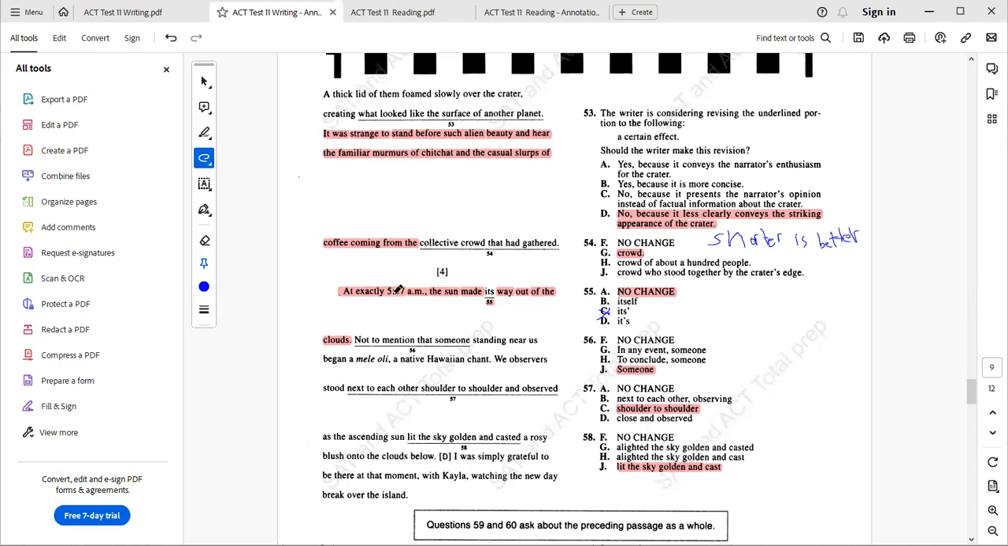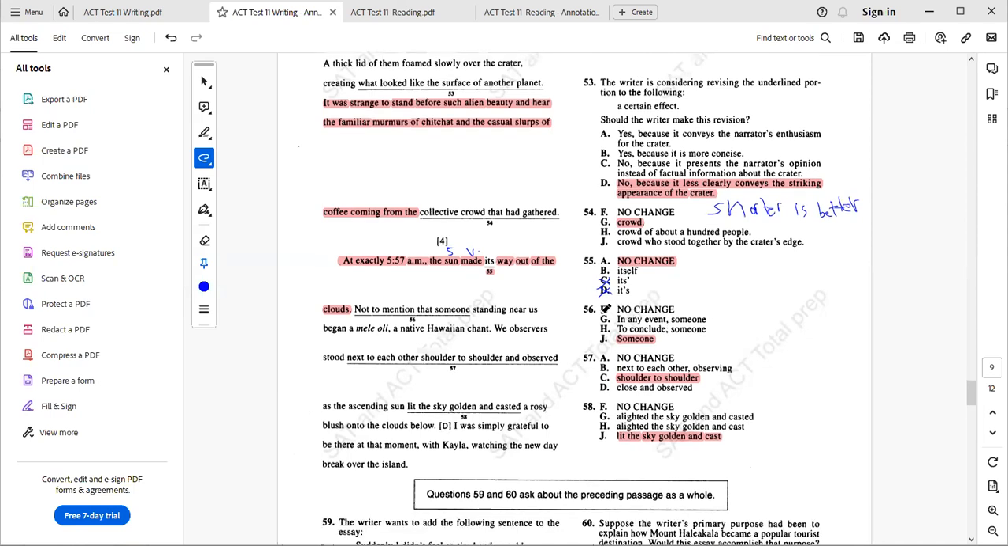Okay. At exactly 5:57 a.m. the sun made, thank you, subject verb. يعني I don't need subject verb again. طب made itself or made its way. ما itself مش محتاجين way. So it's 56 also wrong.